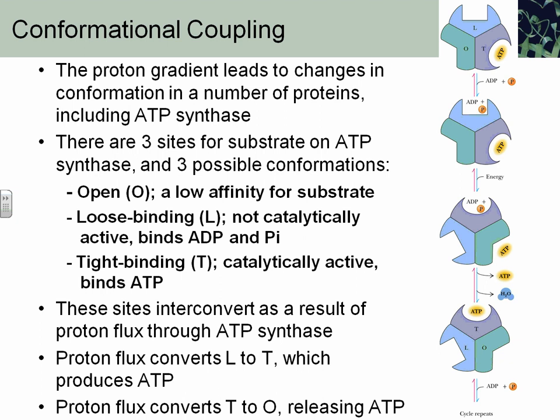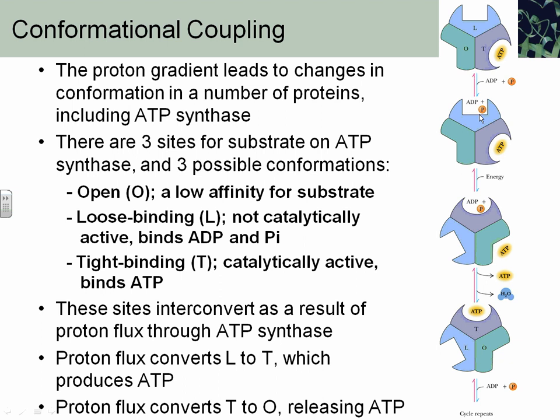In the first conformation, the O or open conformation, it doesn't really like to bind anything. Once it moves into the loose binding conformation, it's going to bind an ADP and a phosphate. So if we look over here on our picture, first it doesn't really want to be bound to anything. But a proton flows through, now it binds ADP and phosphate.